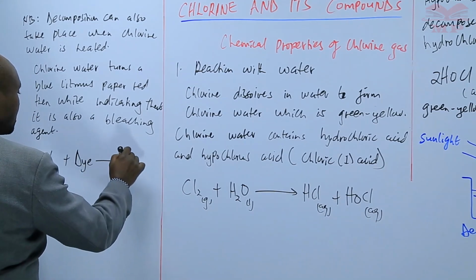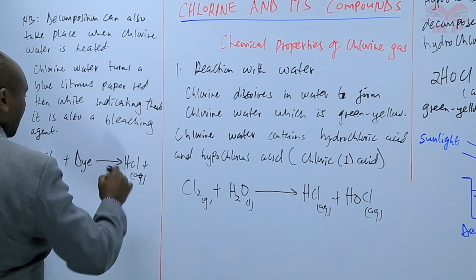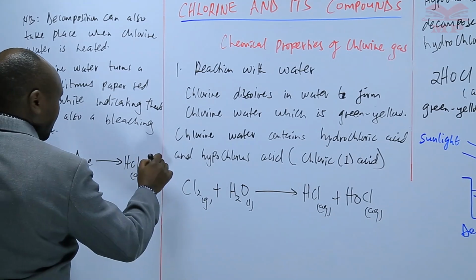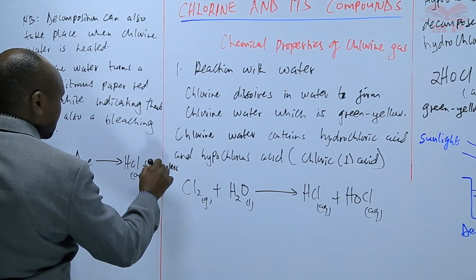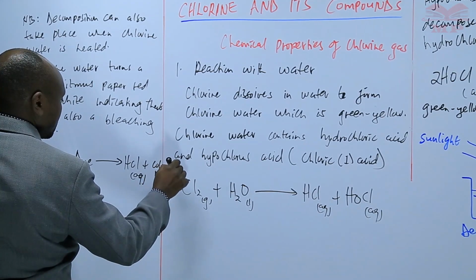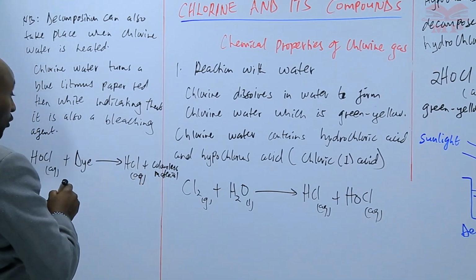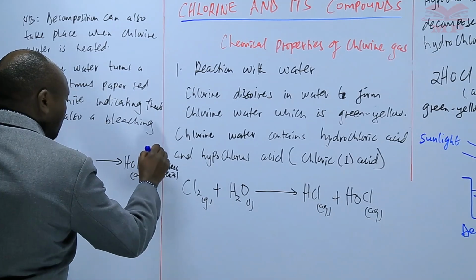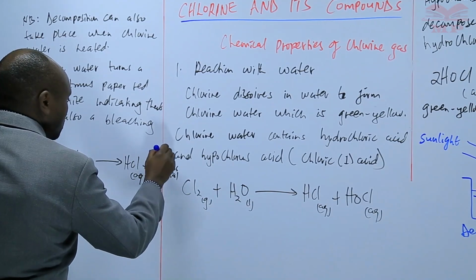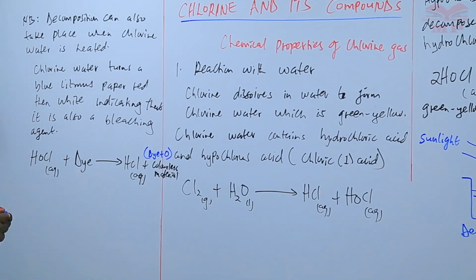So we form HCl plus a colorless material. So the colorless material is as a result of the dye plus the oxygen. So the dye plus the oxygen form a colorless material.